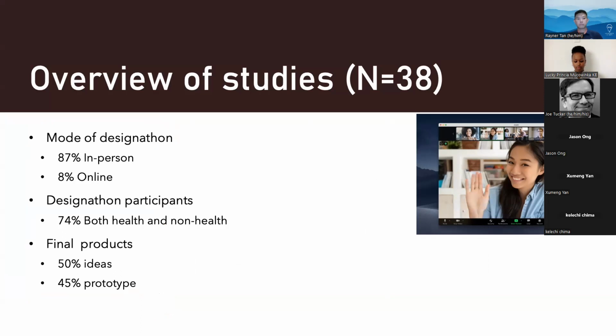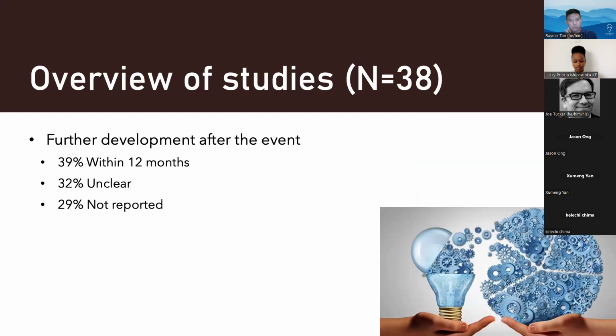It's also observed that in terms of participants, so remember these are all health-related problems, we found that actually 3 out of 4 involve both health and non-health participants. And in terms of the final products for Designathons, about half-half were for ideas or an actual prototype. And in terms of whether these ideas or prototypes were further developed, we found evidence that 39% were doing further development, whether running in a trial or actually progressing it towards a product on the market within 12 months.